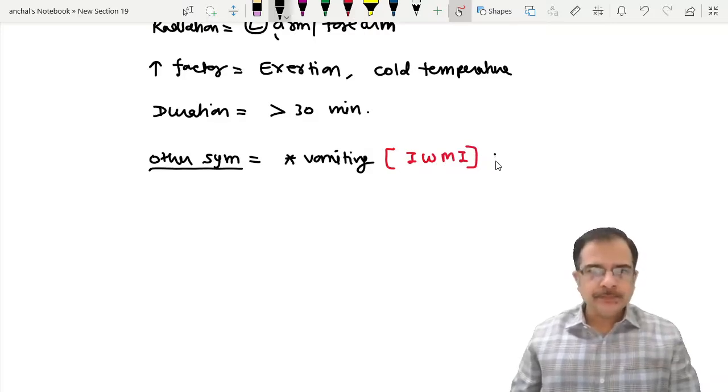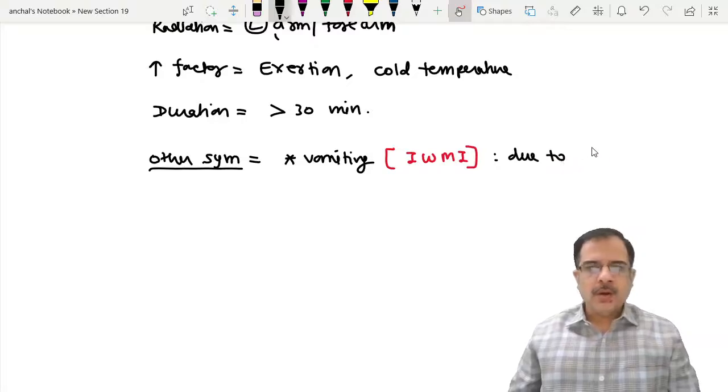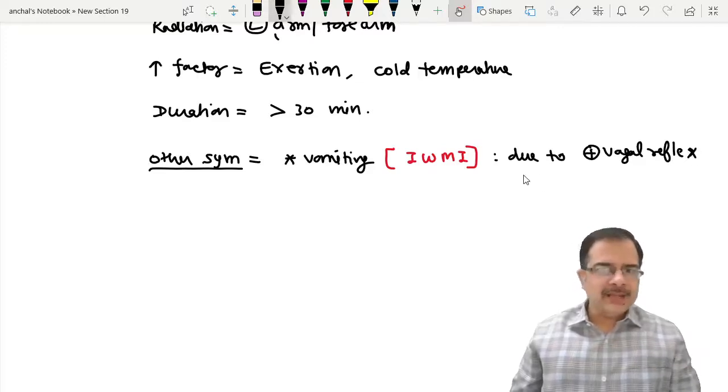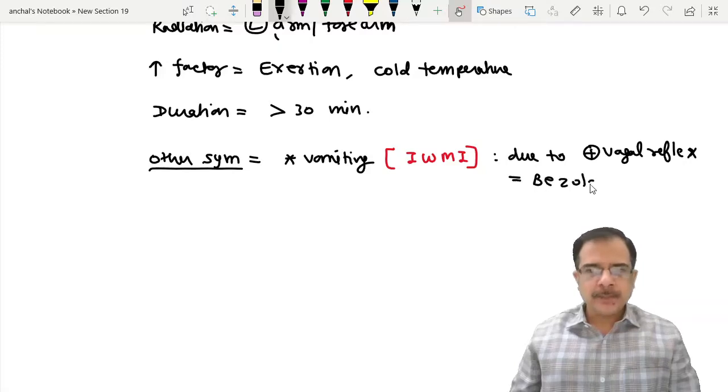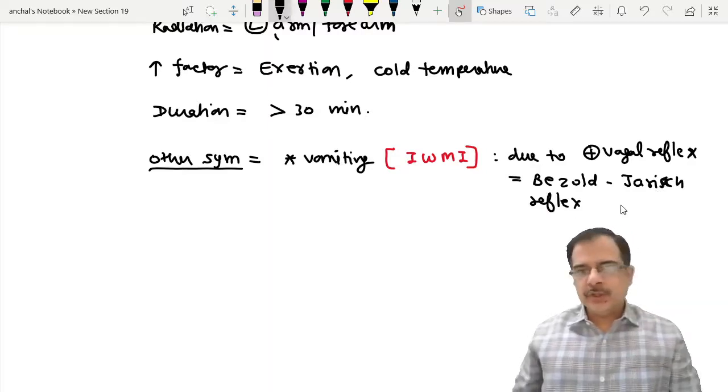a reflex which is known as the Bezold-Jarisch reflex, which includes bradycardia, hypotension, and decreased breathing. And it is especially common in cases of inferior wall MI.